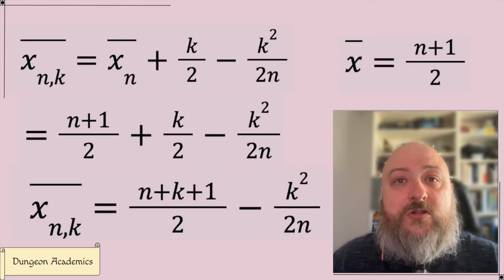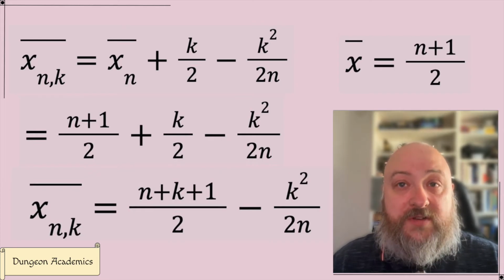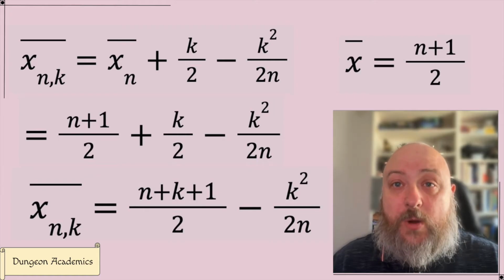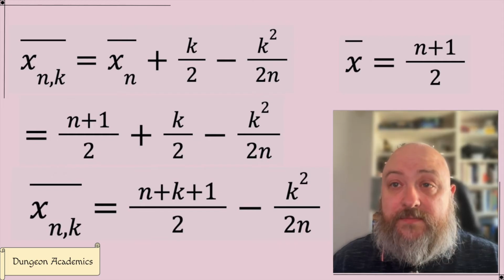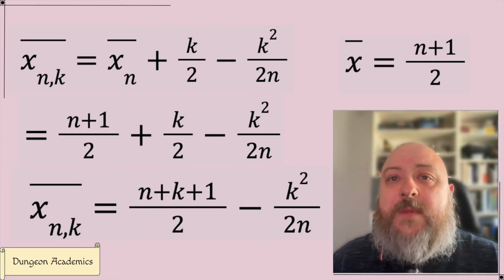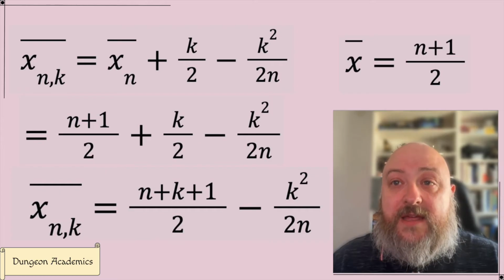I can choose to replace x bar within the formula for the mean of the dice roll, n plus 1 all over 2. This allows us to combine the first two terms that are fractions over 2, which gives n plus k plus 1 all over 2 minus k squared over 2n. This formula is mathematically pleasing. It uses only the values of n and k and is relatively easy to calculate mentally.